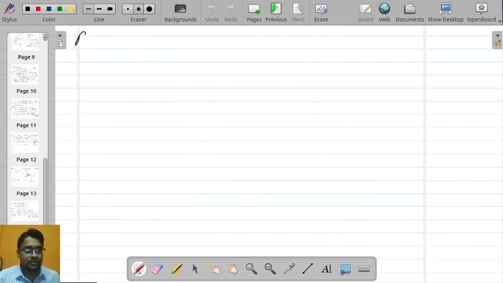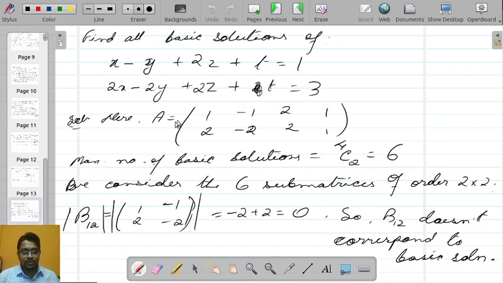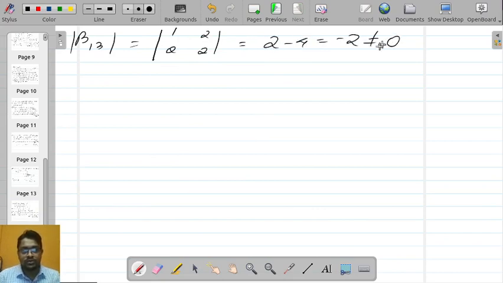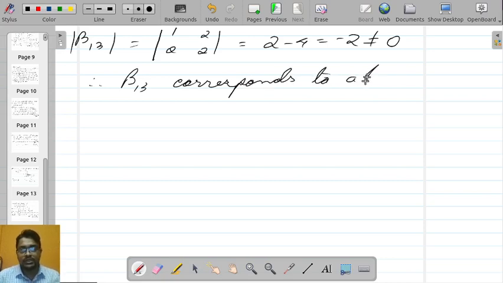Okay, let us go serially. B13, determinant of B13, what is that? Determinant of B13 is 1 2 2 2. So this determinant is 2 minus 4, that is minus 2, which is non-zero. So therefore B13 corresponds to a basic solution.